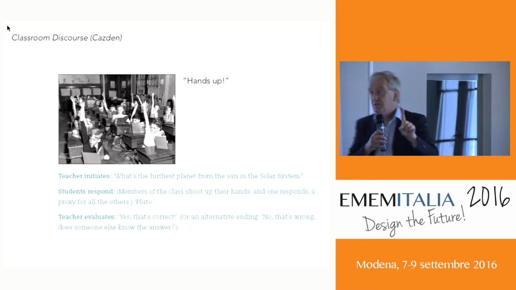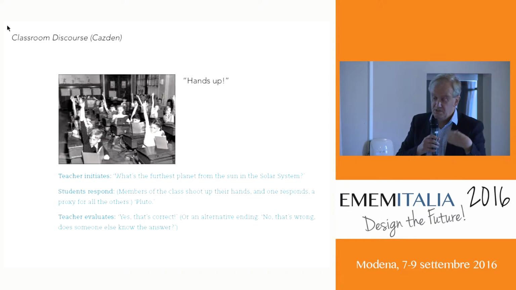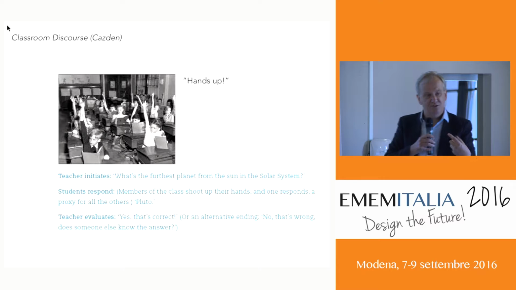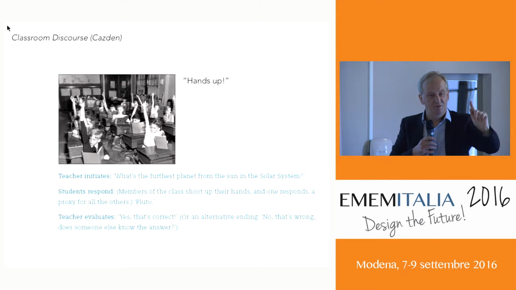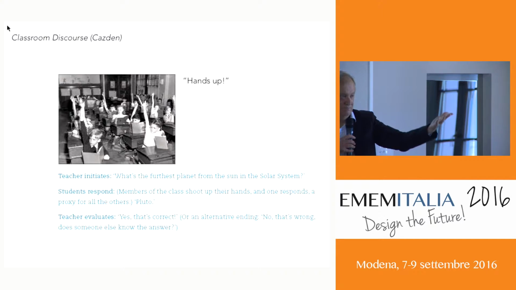So what we're doing there is reproducing a classic discursive form which Courtney Cazden, who was for many years a professor at Harvard University and a colleague of ours on the Multiliteracies Project, characterised as classroom discourse in 3 steps: initiate, respond, evaluate. So the way the teacher runs the discussion is they ask a question, initiate: what's the last planet? Respond: one student puts up their hand, Pluto. Evaluate: yes, that's right. And that student is a proxy for the class.